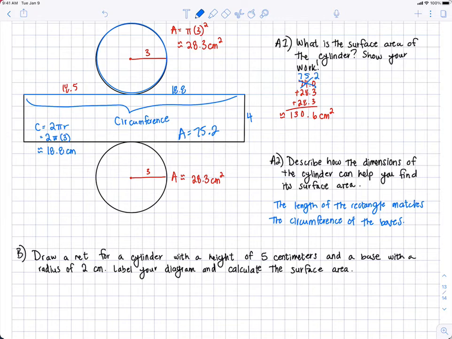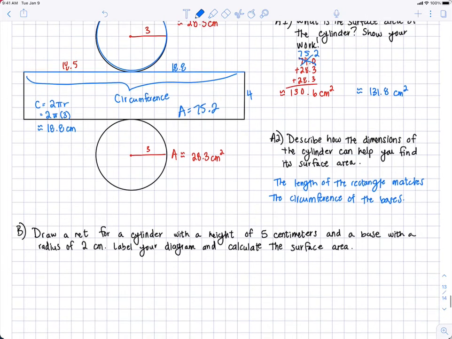And let me recalculate a little bit. So my new surface area, or I guess I should say my more accurate surface area, would be 131.8 square centimeters. And there you have it. So let's try it again. Copy down question B.